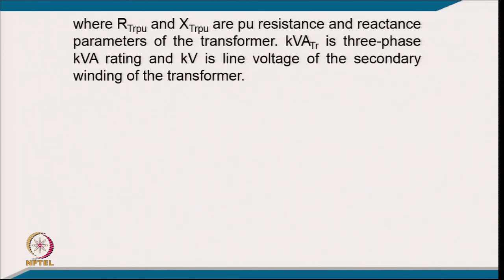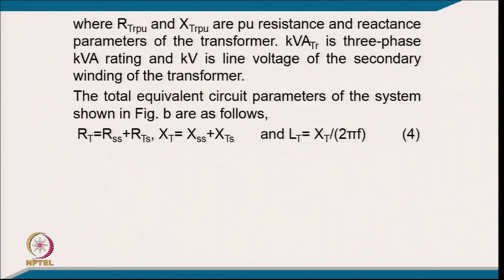Here RTPU are the per unit resistance and reactance parameters of the transformer, KT is the three phase kV rating, and kV is the line voltage of the secondary winding of the transformer. The total equivalent circuit parameter of the system shown in the second figure is your RT, which consists of the feeder impedance on the secondary side and the transformer impedance also on the secondary side. Similarly, the reactance of the low voltage side of the transformer and the transformer short circuit reactance, from which you can calculate LT.